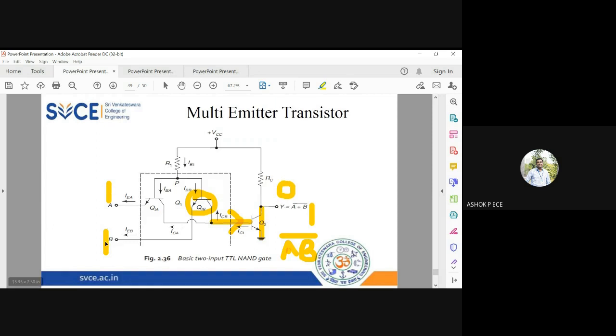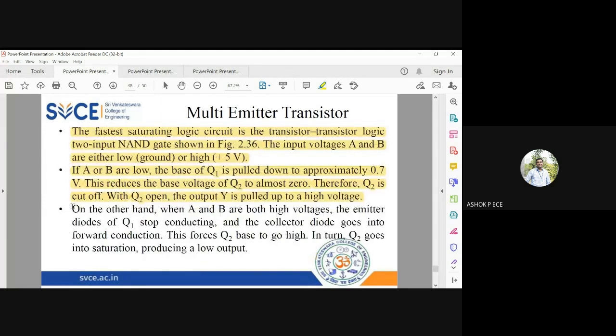So 0 is going to appear across the output of Q2. So 1 and 1, you do the AND operation. 1 into 1 is 1. 1 bar is 0. So this logic is also going to work. Okay, so that is what you see here. On the other hand, if I give A and B as high voltages, Q1 will conduct. Since Q1 is conducting, Q2 is also conducting. Since Q2 is going into saturation, it is going to produce a low output.